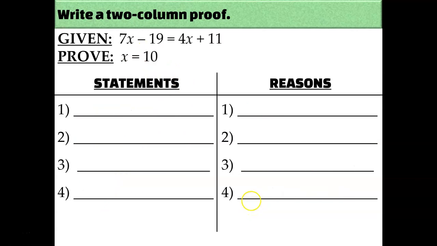Alright, let's write down the given statement for our next one. 7x minus 19 equals 4x plus 11. The reason is because it was given.